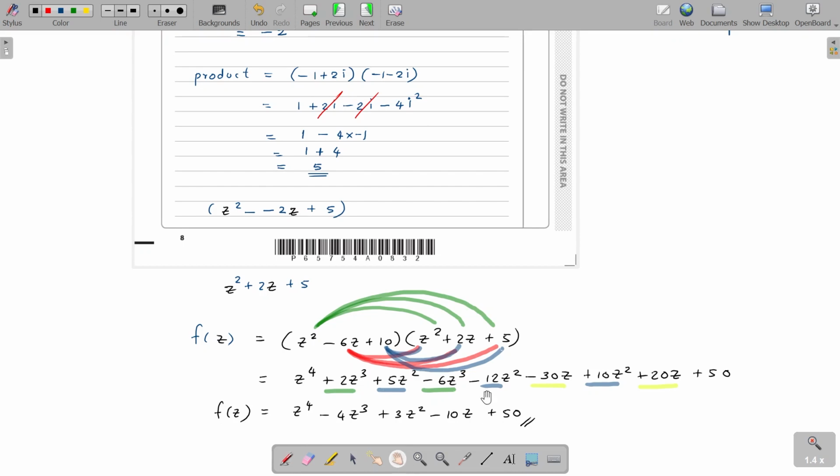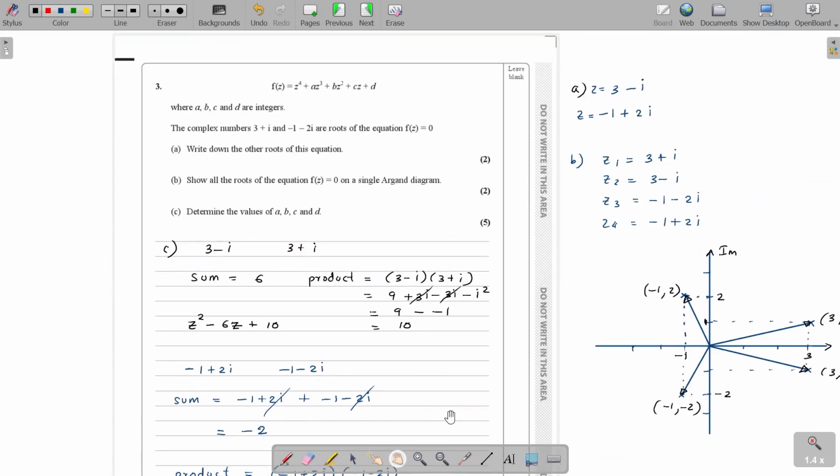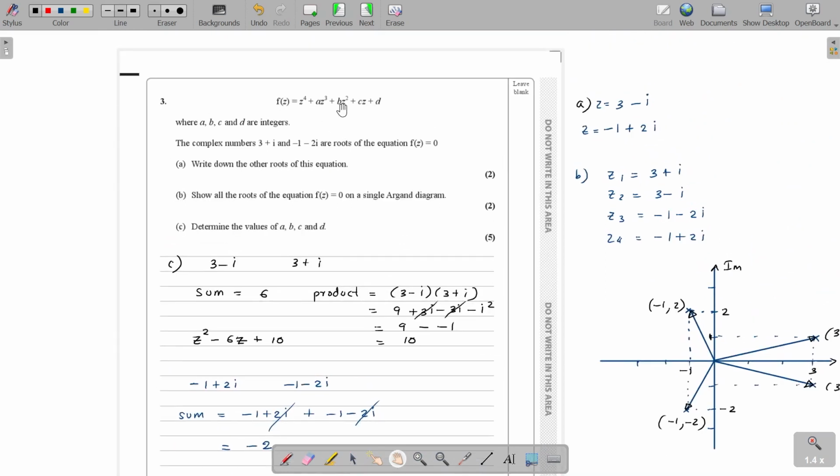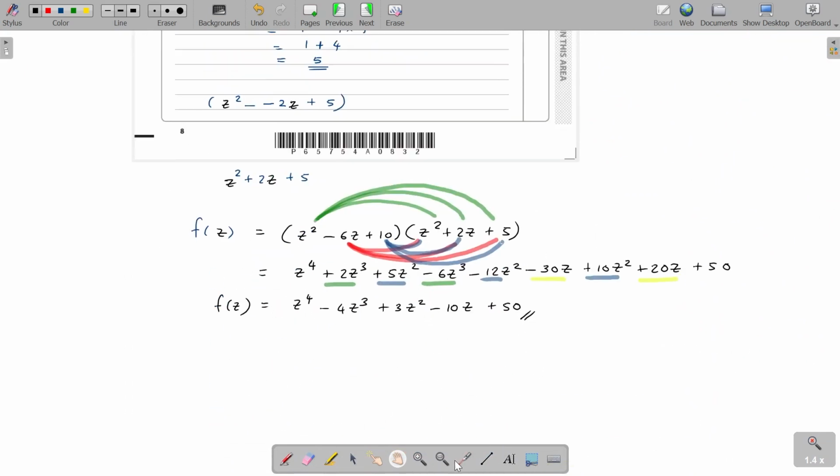So what are your a values? Determine the values of a, b, c, d. A is the coefficient of z cube. B is the coefficient of z square. C is the coefficient of z. So then a is minus 4, b is 3, and c is minus 10. Do you see that? Are you with me? Okay, is this clear? Okay, so this is the equation.